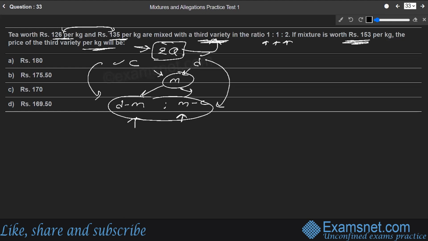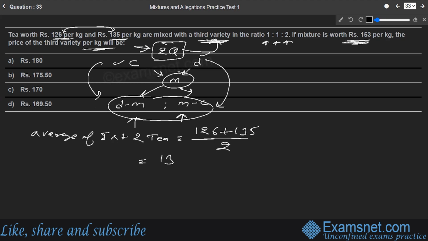To understand that, we are supposed to find the mean price of the first two types of tea. The first type is 126 rupees, and the second type is 135 rupees. So the mean price is A plus B divided by 2, which gives us the mean price as 130.50. Now we treat this question as tea of 130.50 rupees per kg being mixed with the third variety, which will be treated as the second for the alligation method.